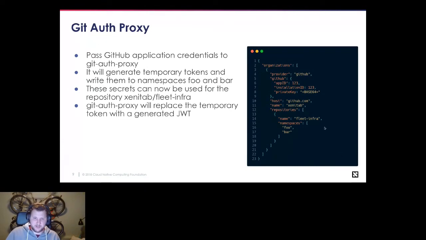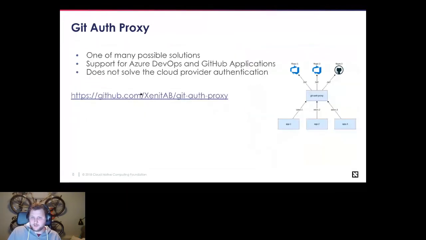So what happens is that it generates temporary tokens and passes them down to individual namespaces. Then these namespaces reference these local tokens instead of using something else. And then it is used when the git commands are called. It looks at the paths used and checks that, okay, so you are trying to reach a different repository other than fleet-infra. It will basically give an unauthorized response. But if you're trying to reach the proper repository with the proper token, it will go, yeah, great, replace the token with the JWT token. And all is well. So if you're interested, here is the link to the repository.